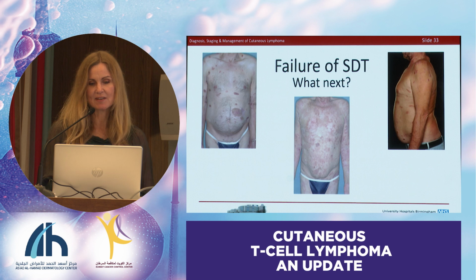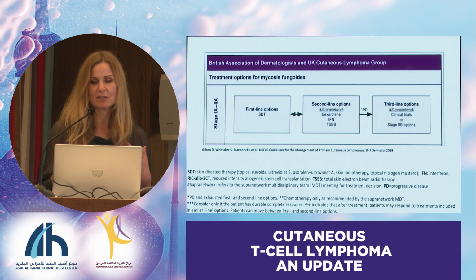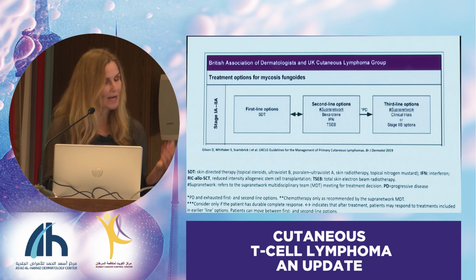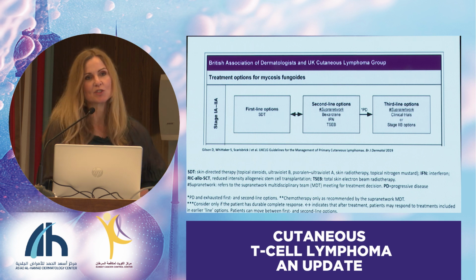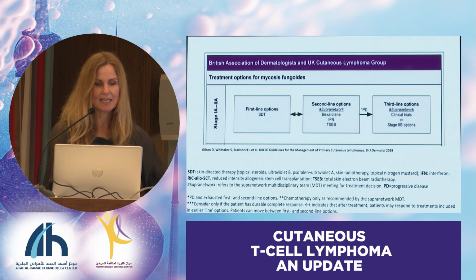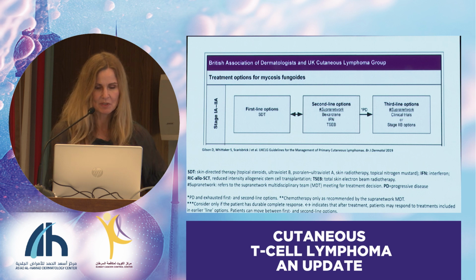If they fail skin-directed therapy, what do you do next? Well, you reach into your bag of those other therapies that are available, so bexarotene, interferon, total skin electron beam, or any of the therapies for stage 2B patients. So once the skin-directed therapies stop working, it's perfectly acceptable to move on to systemics, even in early stage disease, if the tumour burden is causing significant symptoms or a concern for progression.